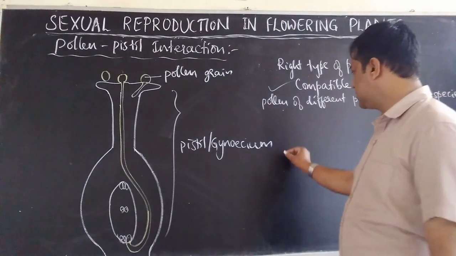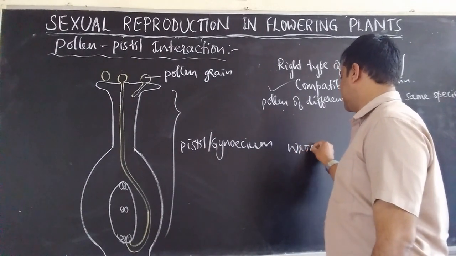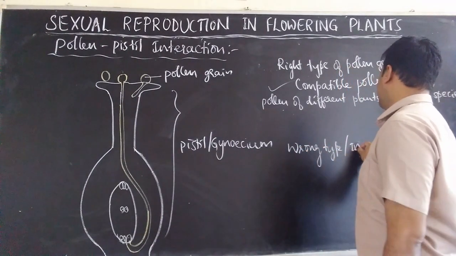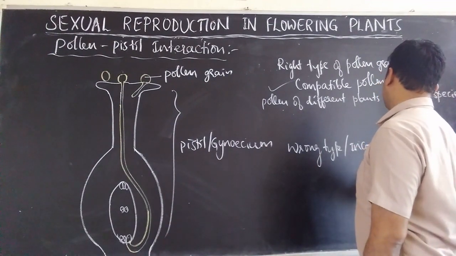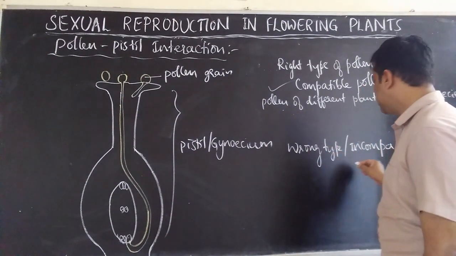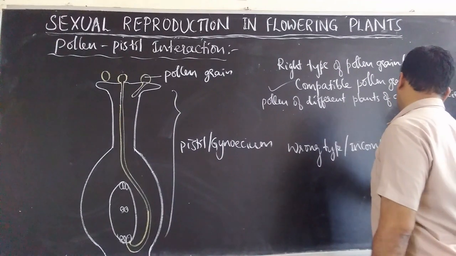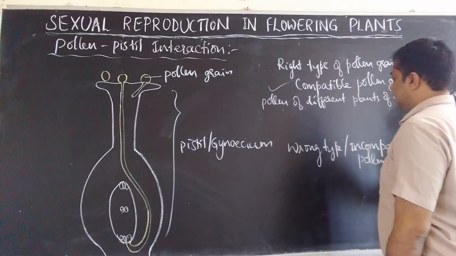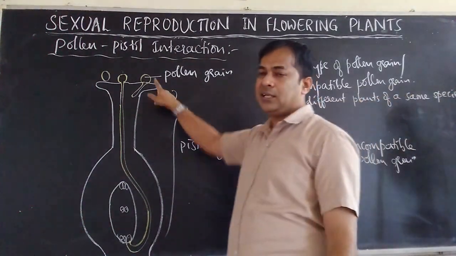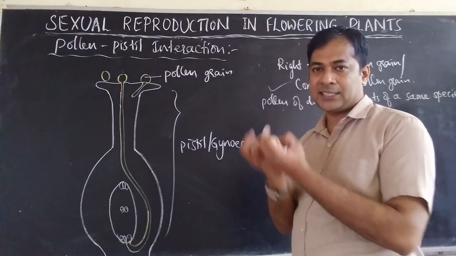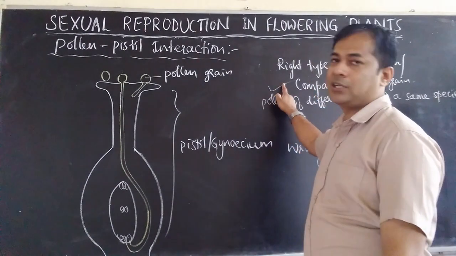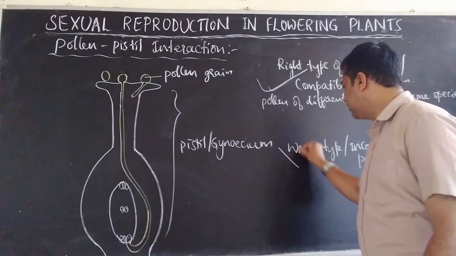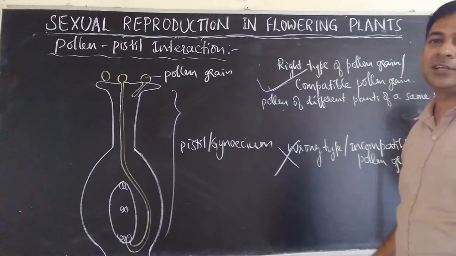Then what is the wrong type of pollen grain? The wrong type of pollen grain we can also call incompatible. Compatible means matching, incompatible means mismatch. Incompatible pollen grain. So what they are saying is the stigma will accept the right type of pollen grain, but the stigma will reject the wrong type of pollen grain.